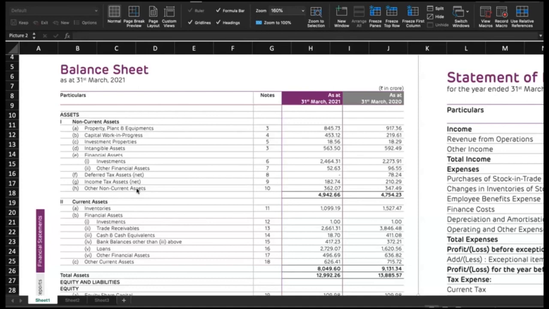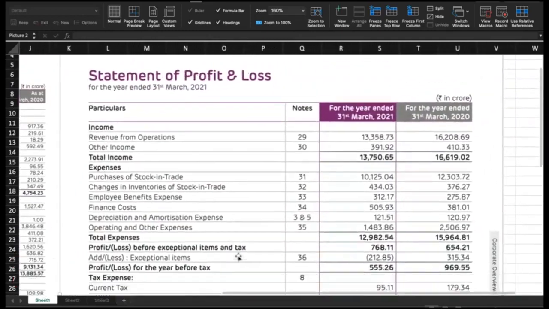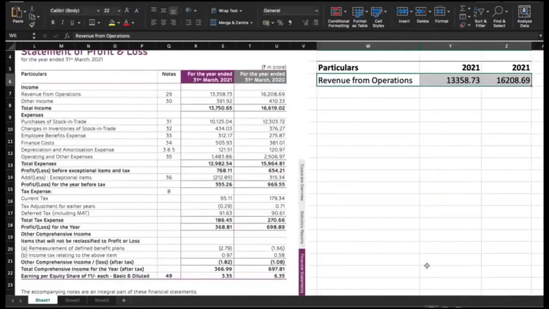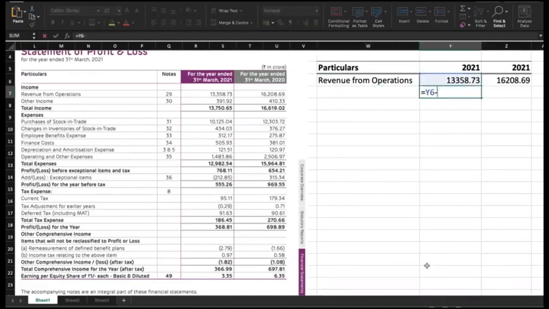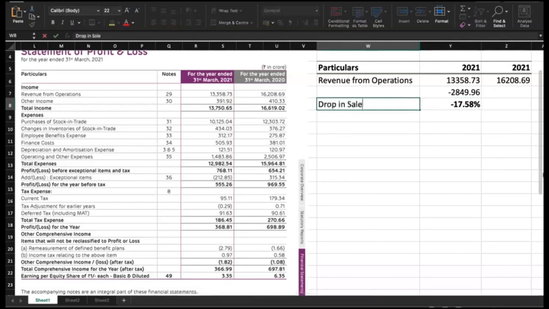Let's calculate some key financial ratios from this balance sheet and P&L, and that will give lot of information. First, let's look at what is the movement in revenue. I have captured the revenue from operations, and what is the fall? The dip is so much, it's like 2,849 crore. So if I express that in percentage, there is 17.58% drop in sales. Let's just capture that.